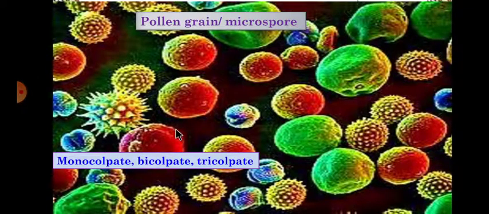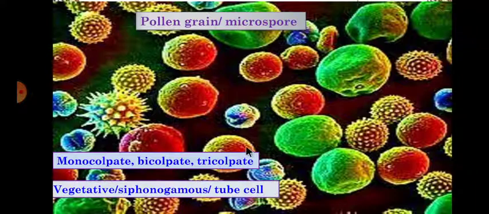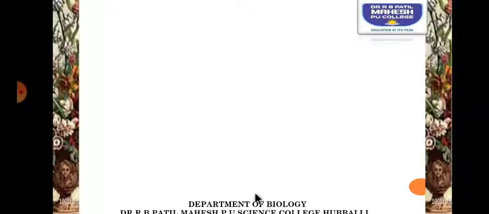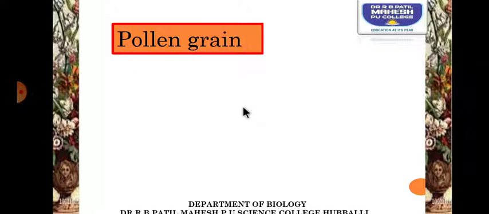So we discussed germ pore. Uniporate can also be called unicolpate or monocolpate. That is, a pollen grain with one germ pore is called monocolpate. A pollen grain with two germ pores is called biporate or bicolpate, and similarly with three germ pores is called triporate or tricolpate. The vegetative cell is also called the siphonogamous cell, which makes the pollen grain form a pollen tube. So, pollen grain is a male gametophyte which will have two male gametes which are non-motile.